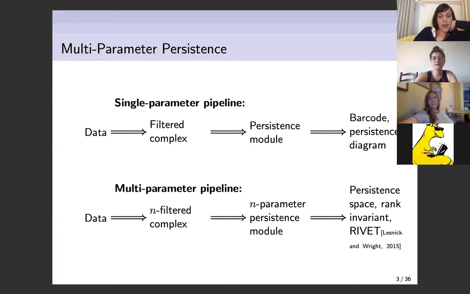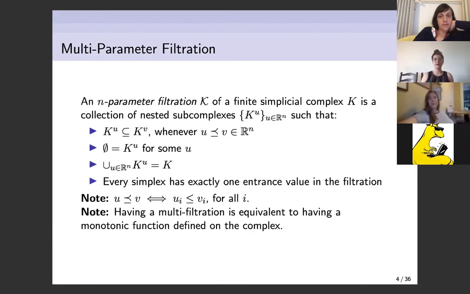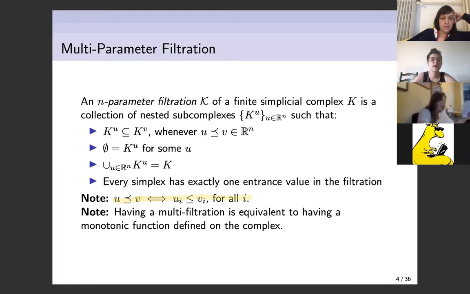Now let's go a bit more into detail on each of these steps. The first step would be the multi-parameter filtration. In this case, we are always looking at a finite simplicial complex K, and we have a parameter space R^n, on which we have a poset structure. We say that for points u and v in R^n, u is smaller or equal to v whenever each of its coordinates is smaller or equal to the coordinates in v. For each of these values in R^n, we obtain a subcomplex of K, which we denote K_u.